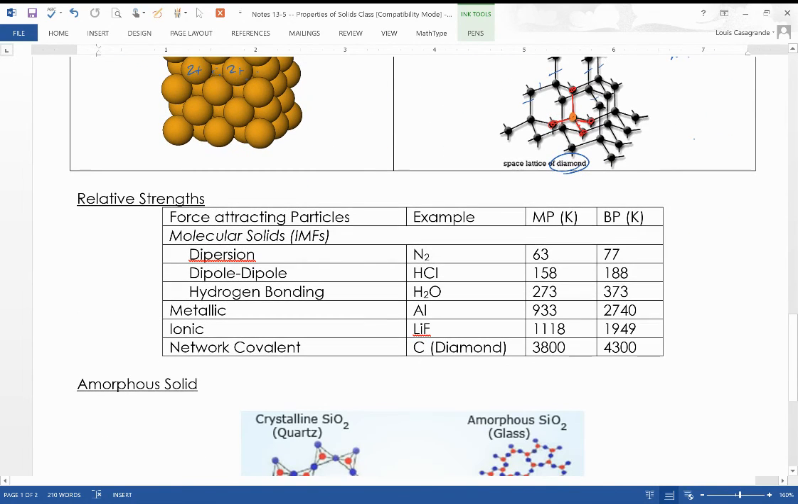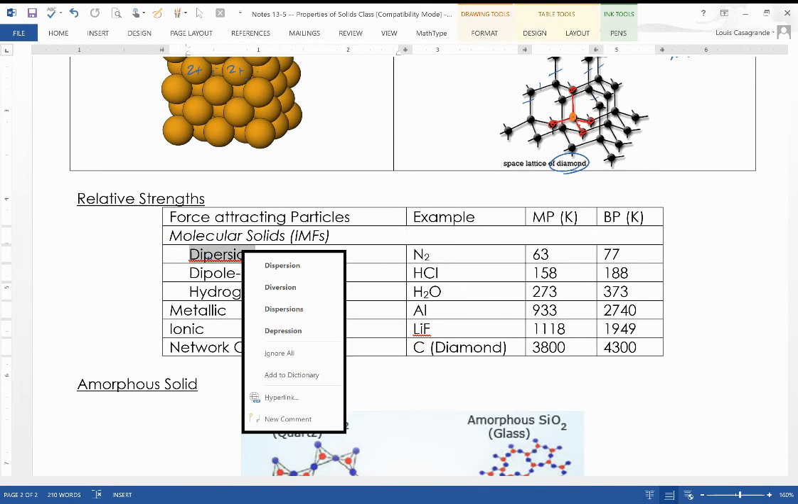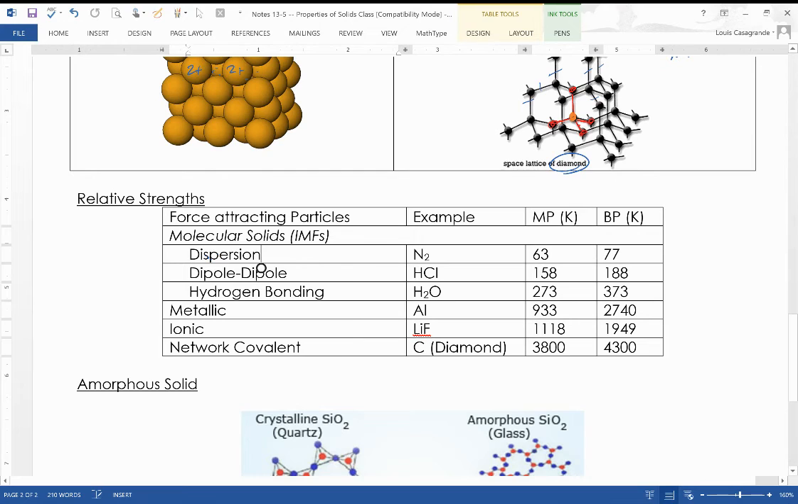What we're going to do here is compare the relative strengths. Oh, I forgot to turn off spell check. Relative strengths. It caught me on a spelling error. There should be an S in dispersion. There we go. Dispersion. There it is.